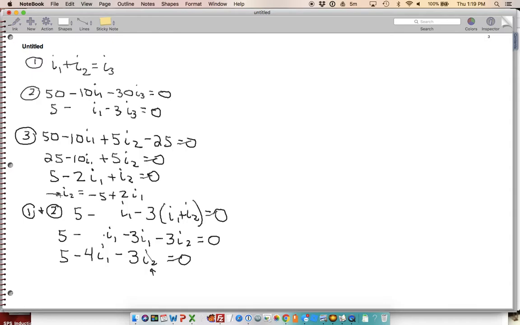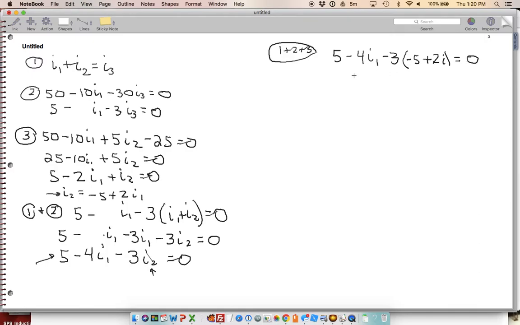Okay, so what I'm going to do is, like I said here, take this I2 and plug it in. So really I'm combining equations 1 and 2 and 3, right? So I'm going to have 5 starting right here. I'm going to have 5 minus 4I1 minus 3, and now I'm plugging in I2, which is minus 5 plus 2I1, equals 0. And now I can solve for I1.